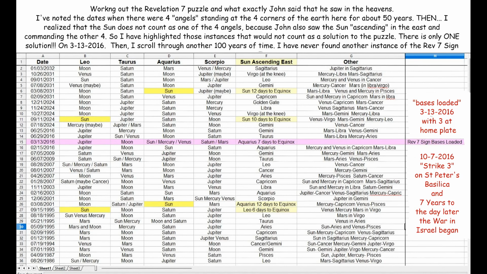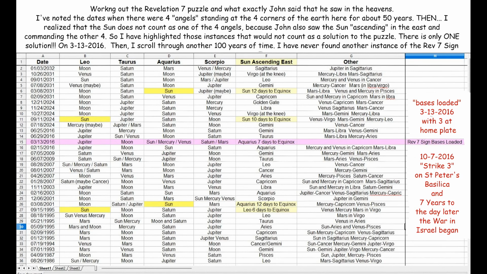And do you see something else completely and totally out of the ordinary about this date that I have highlighted in magenta on this page? It is the only time ever when all 4 of those bases were loaded, and there were not luminaries anywhere else in the heavens on that date. The only date that gives us a solution to his puzzle.